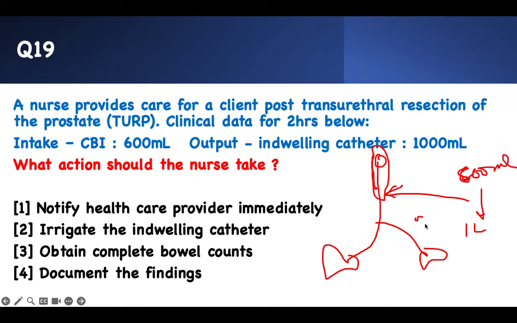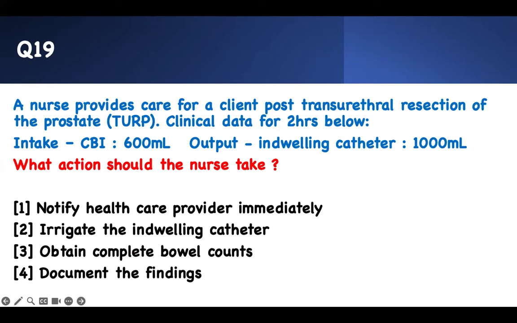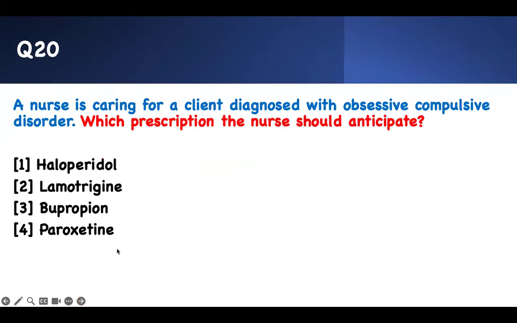That means urine output is 400, right? And 400 urine output over 2 hours is more than 30 cc. Therefore, don't call the doctor. Don't need to irrigate. You don't need to obtain a CBC. You document the finding. It's a hard one, a test taking strategy, but you know it because you watched it at that point. And I know you can't answer that.